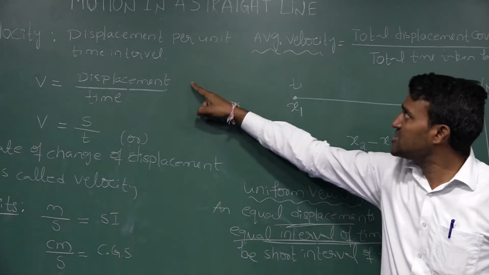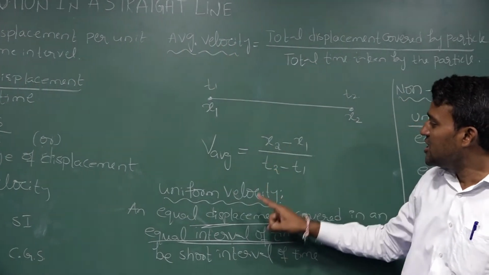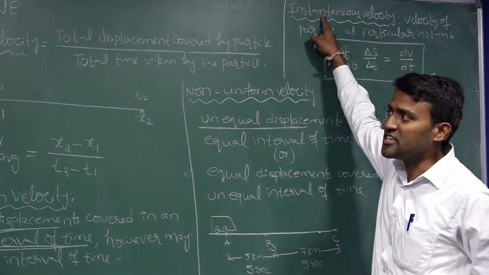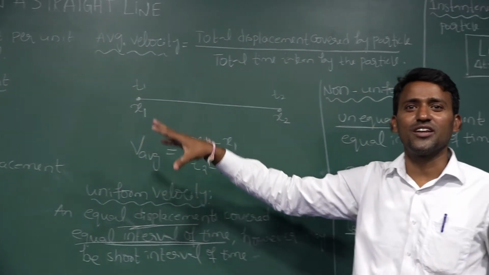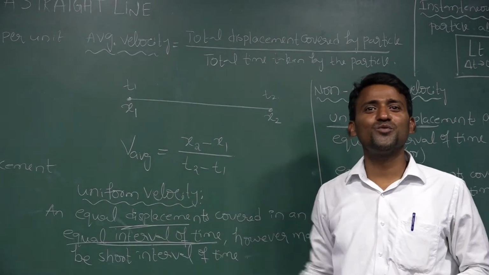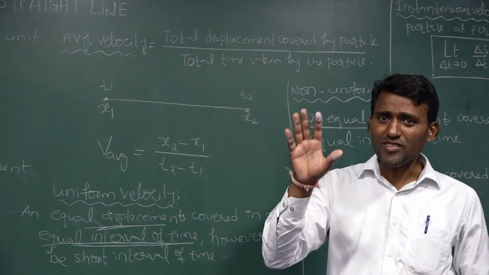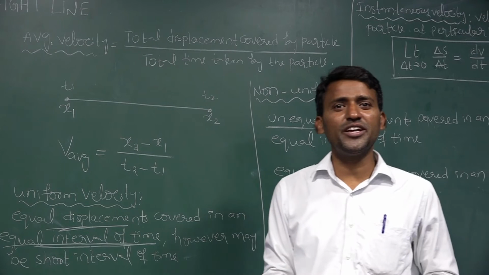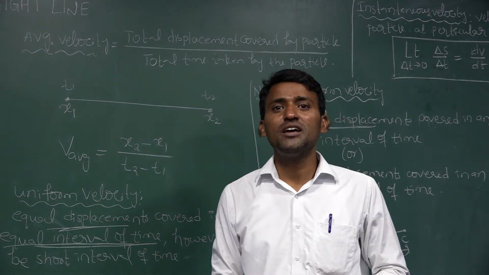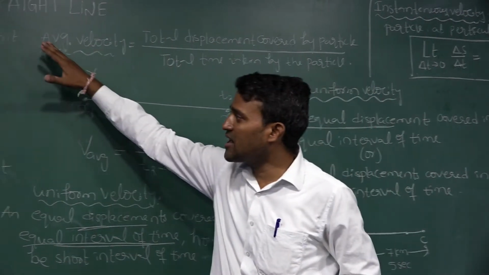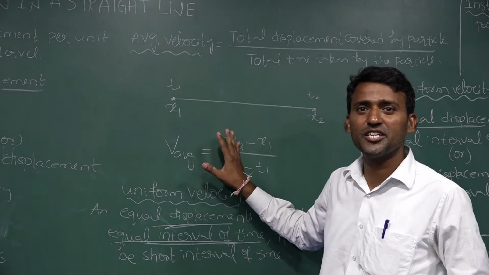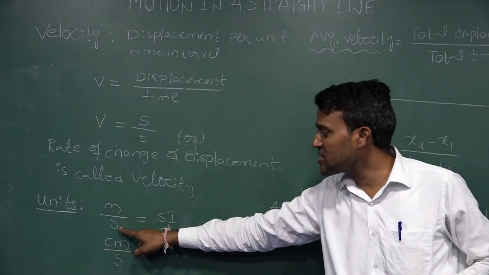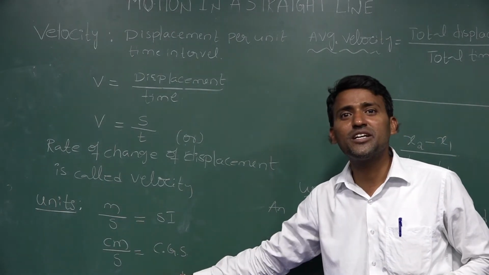Average velocity, uniform velocity, non-uniform velocity, instantaneous velocity: these are all nothing but velocity only. These velocities have the same units, the same dimensional formula and the same nature. All are vector quantities. The SI unit is meter per second, and the CGS unit is centimeter per second.